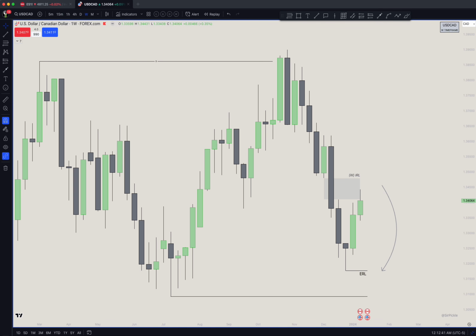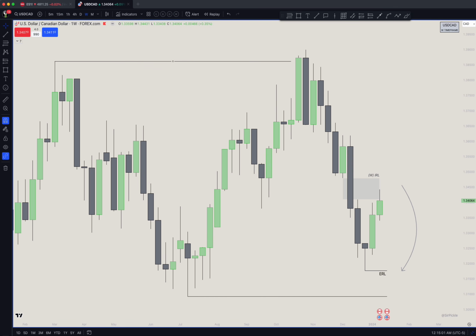And I'm very picky with the things I'm looking for on these higher time frame charts. It has to be super clean. It has to look textbook. It has to stick out like a sore thumb. Okay, so over here on UCAD, we have a very nice setup. Okay, we have this weekly internal range liquidity to external range liquidity. The context.